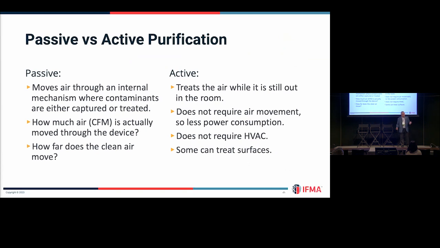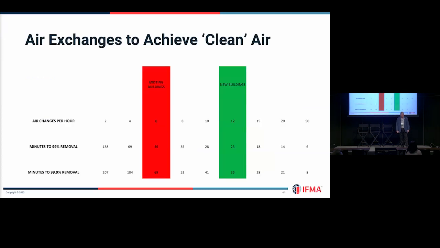Well, the difference between passive and active. Passive is something that moves air through a unit and cleans the air as it comes through by running it through filters, lights, whatever the case might be. Active treats the air while it's still out in the room. So two different forms of cleaning, and all those technologies are out there. In order to have passive air cleaning, you have to have a lot of air changes, a lot of CFM blowing through your room to get that.